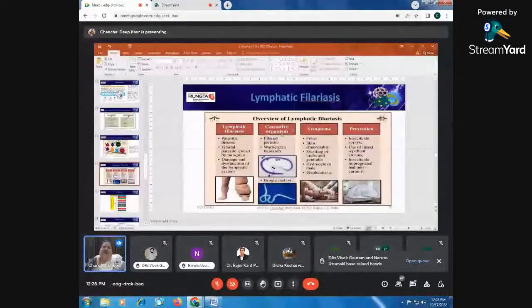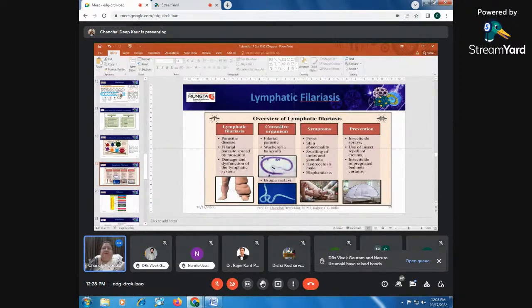Fine. Now, for example, I have just one slide. This is related to an infection which is called lymphatic filariasis. So it is, as you all know, a parasitic disease. And the filarial parasite spreads by mosquito. And what happens is it damages and dysfunctions the lymphatic system.